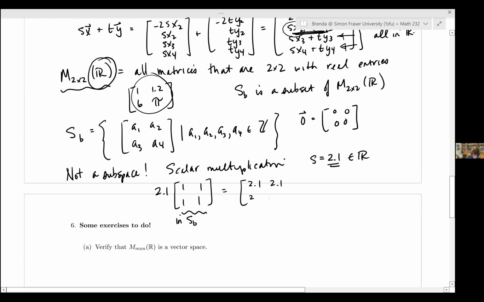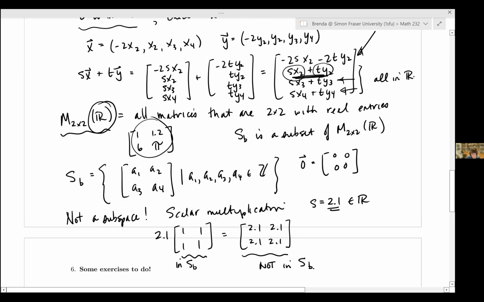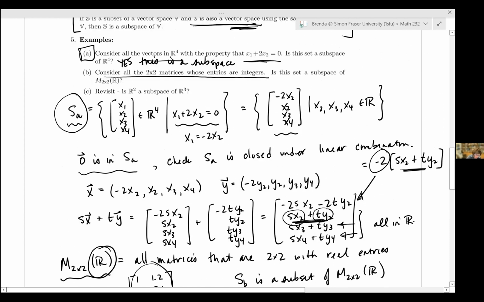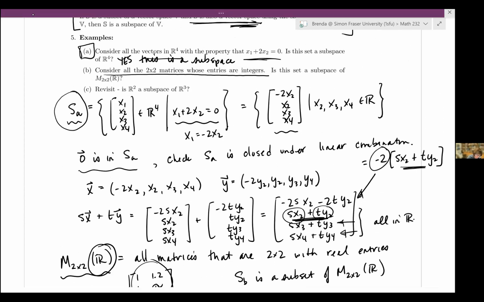There it is. And voila, I have a matrix that is not in SB. So by using scalar multiplication, I escaped out of the subset that I chose. This is not a subspace. It's not closed under scalar multiplication. We're done. It's not a subspace. Okay, so that's the basic idea. This lecture is more of a review of what the difference is between a subspace and a subset. And then let's just do our final example.